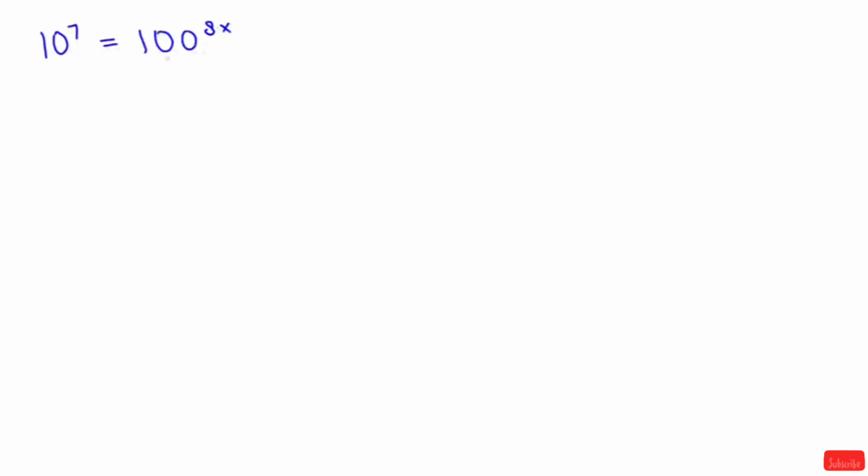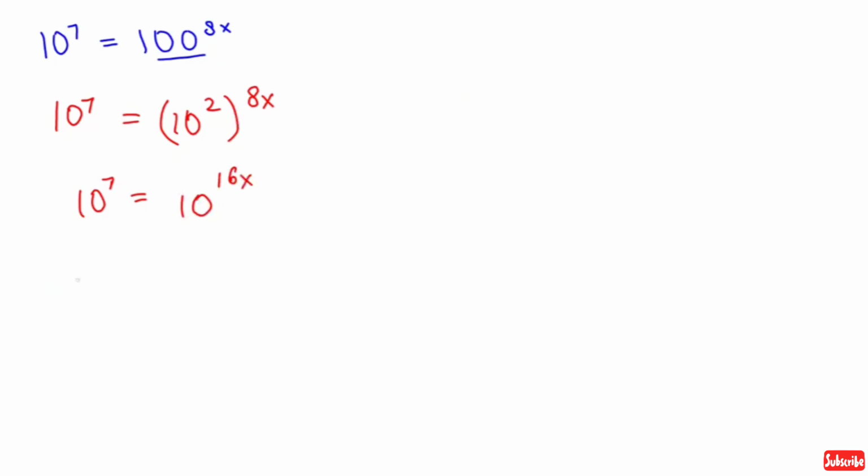Now, we are going to change this 100 in the form of a power. So 10 to the power of 7 is equal to 10 to the power of 2, and whole to the power of 8x. Now the powers are going to be multiplied. So this will turn to 10 to the power of 7 is equal to 10 to the power of 16x. Now here we are going to use the exponential rule: a to the power of m is equal to a to the power of n.